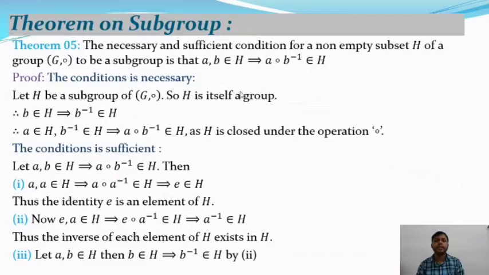But in general, if (H, composition) satisfies the 4 properties of a group, then it is a subgroup of (G, composition). But in this theorem, we will prove that there is one property, that is a composition b inverse. If it belongs to H, then (H, composition) is a subgroup of (G, composition). As well, if (H, composition) is a subgroup of (G, composition), then from this we will get a composition b inverse belongs to H. This is the 5th theorem on subgroup of a group G.